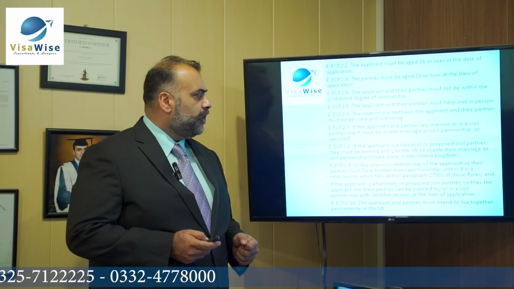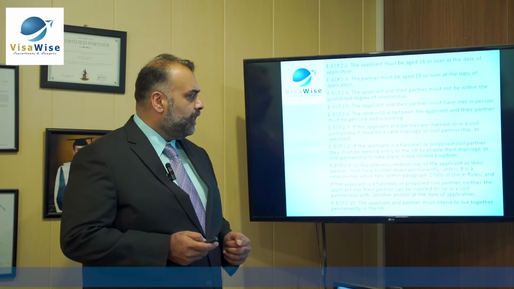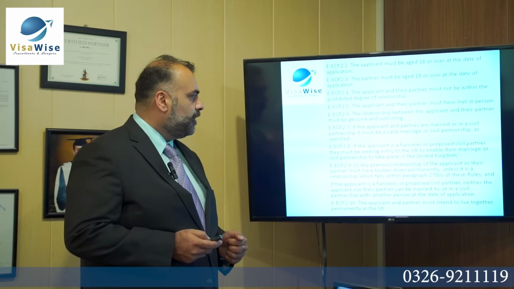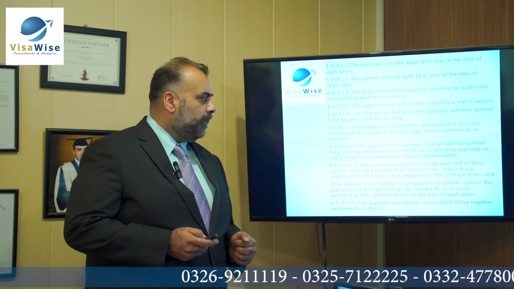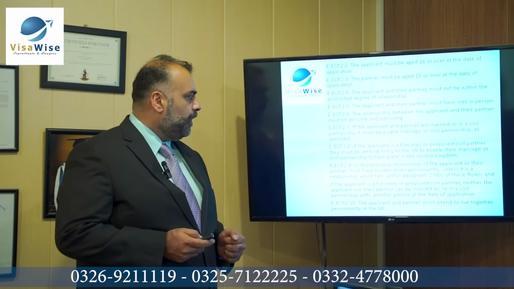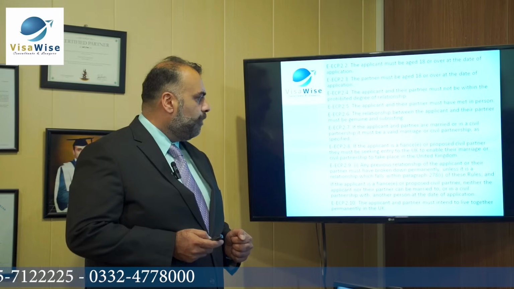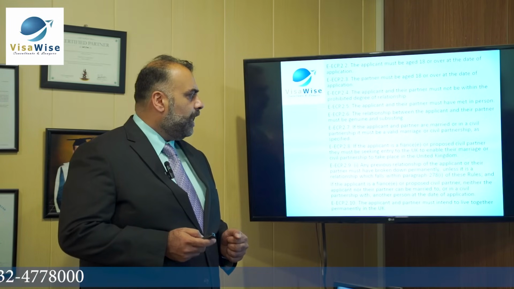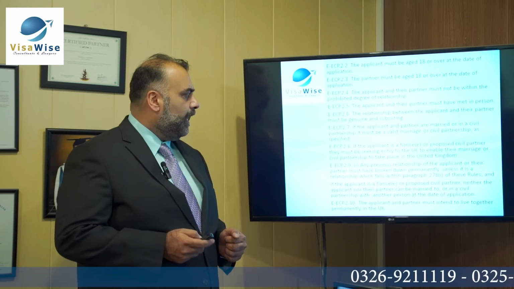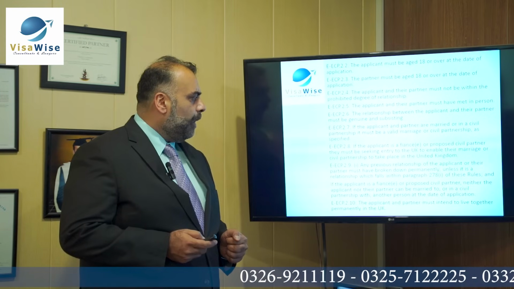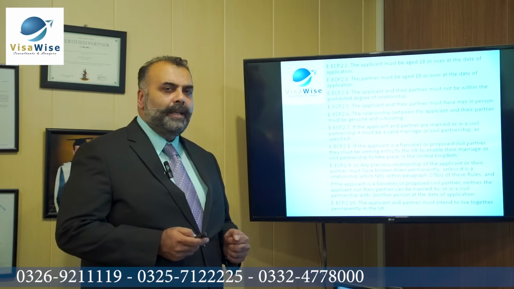Any previous relationship of the applicant or their partner must have broken down permanently unless it is a relationship which falls within paragraph 278 of these rules. And if the applicant is a fiancé or proposed civil partner, neither the applicant nor their partner can be married to or in a civil partnership with another person at the date of application. The applicant and partner must intend to live together permanently in the UK.